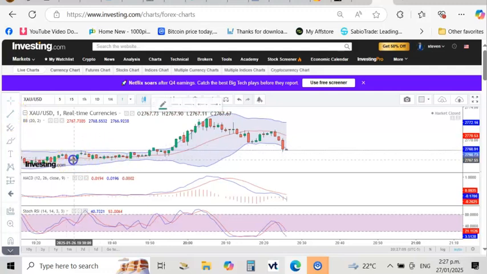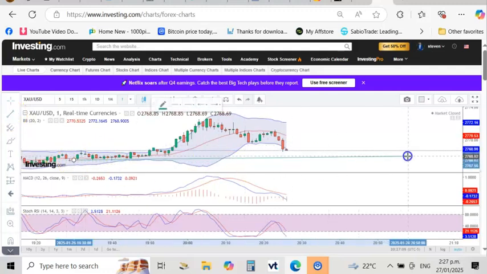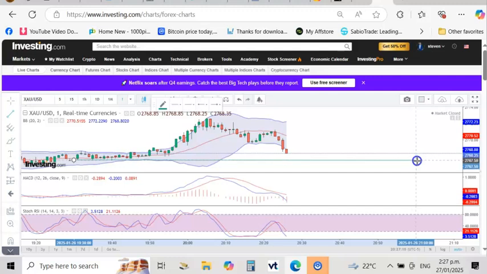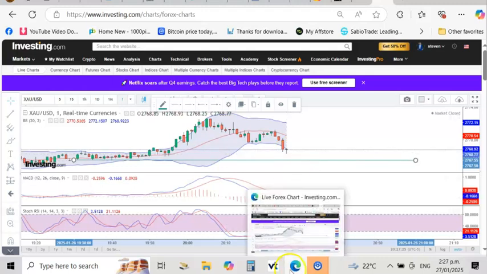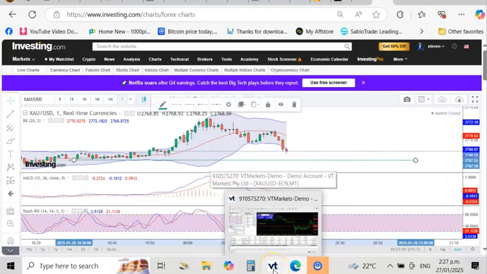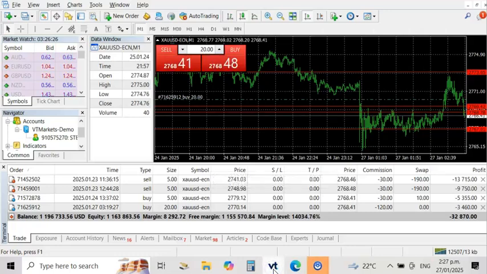Again, we're just speculating a little bit. Okay, we'll let it drop down to this support line, and we'll open up a trade. Just be patient, watch the market, and have a strong understanding and belief that whatever you're going to be doing in the market, you're going to make money.